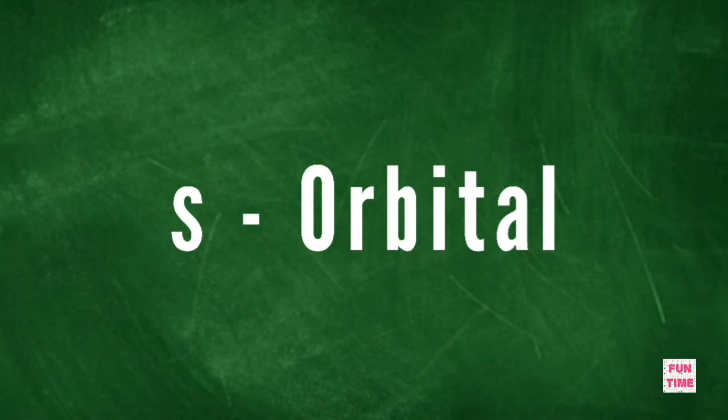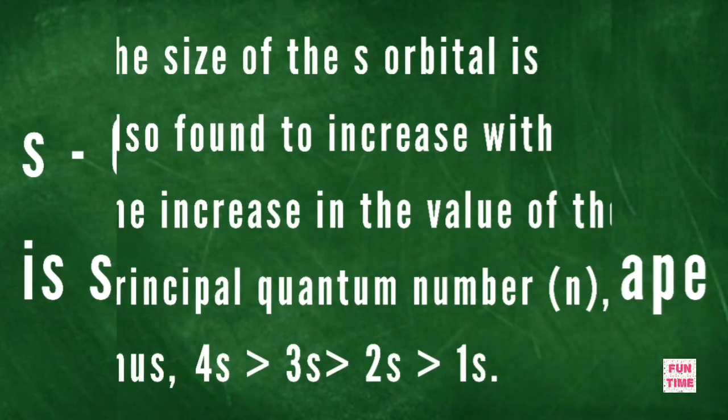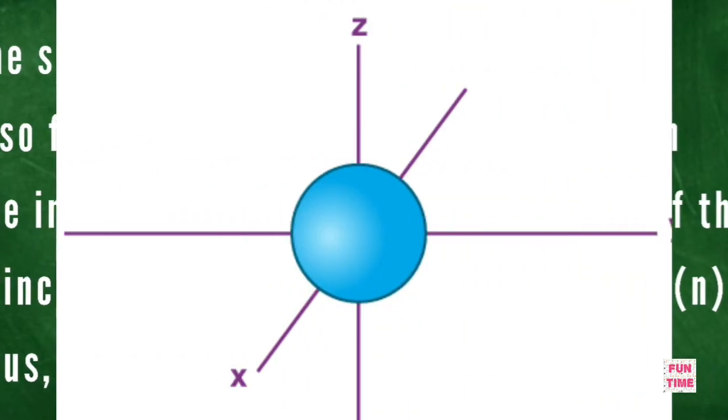S orbital. S orbital is spherical in shape. The size of the S orbital is also found to increase with the increase in the value of the principal quantum number n. Thus, 4s is greater than 3s is greater than 2s is greater than 1s.